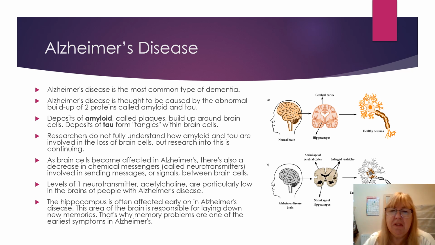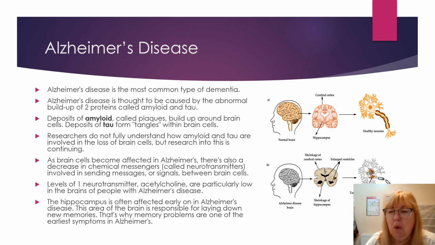So starting off with Alzheimer's disease, I said it is the most common type of dementia. And it's caused by an abnormal buildup of a couple of proteins. One of them is amyloid and the other one is tau. And amyloid leaves little deposits. So if it's an abnormal buildup, so it's like working overtime, you'll be creating little deposits of amyloid around the brain cells.